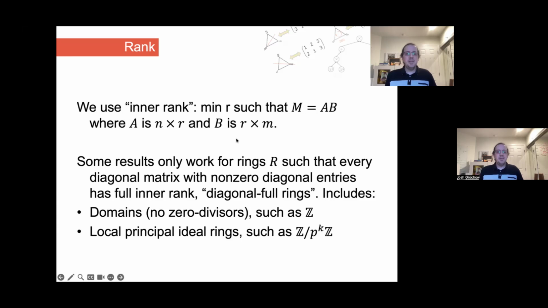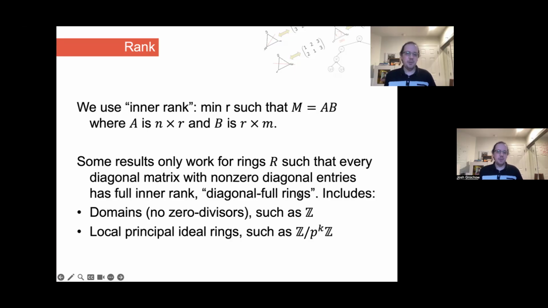Now, even with this notion of rank, for some of our results, we still need to assume something additional about the ring. And one of the things we frequently assume is that it's what we call diagonal full, which is if I have a diagonal matrix over the ring with non-zero diagonal entries, all the diagonal entries are non-zero, we want that to have full inner rank, meaning as large as possible, the size of the matrix.